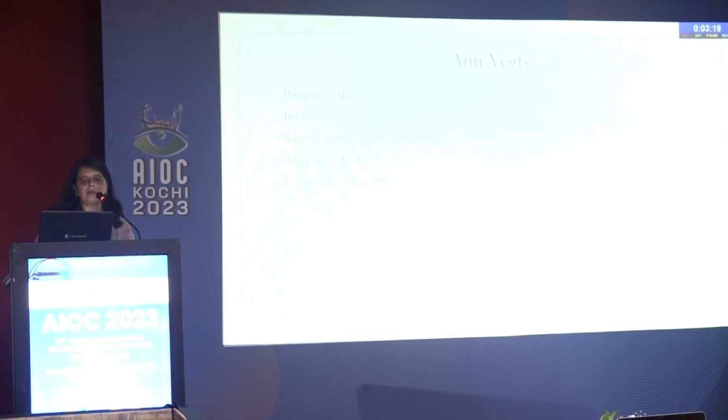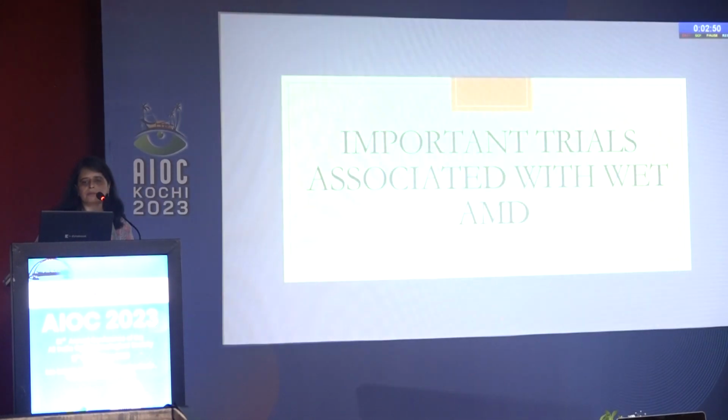So Macugen, Avastin, ranibizumab, aflibercept, brolucizumab have come. Now there is faricimab also. Brolucizumab we know is a low molecular weight VEGF antagonist, and it is found to be non-inferior to aflibercept with every 12-week dosing. That is important. And with faricimab, it is 16-week dosing. So all the more important. It has been approved for use in the US in early 2022.